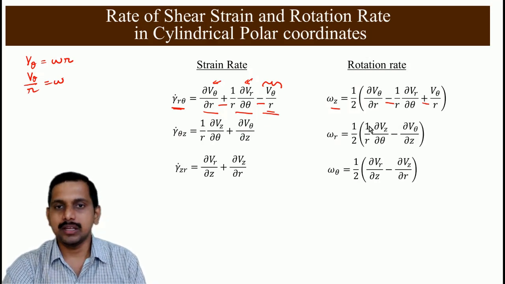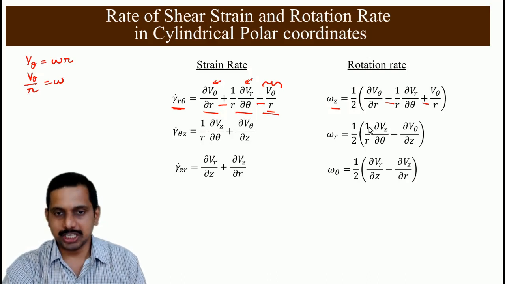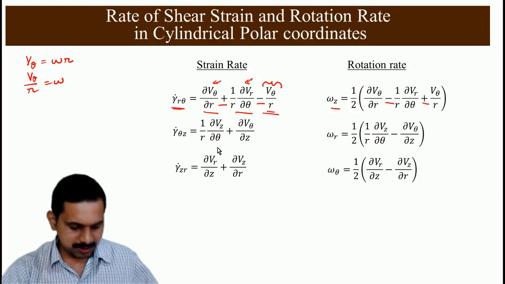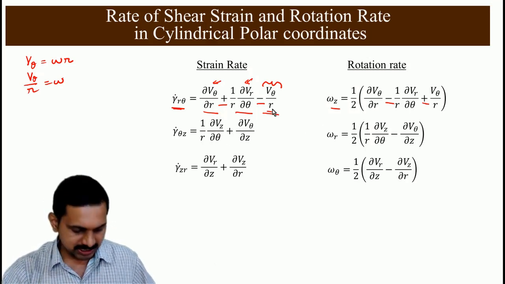This is how the strain rate and the rotation rate is there. Okay. Now if you observe, there is no component here of v theta. It is just direct.